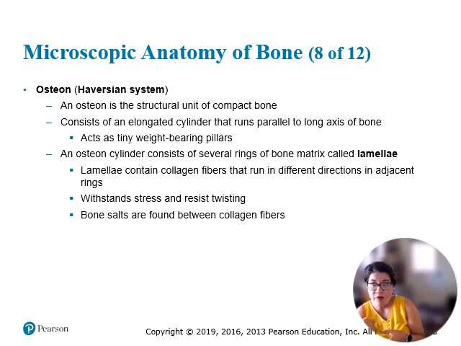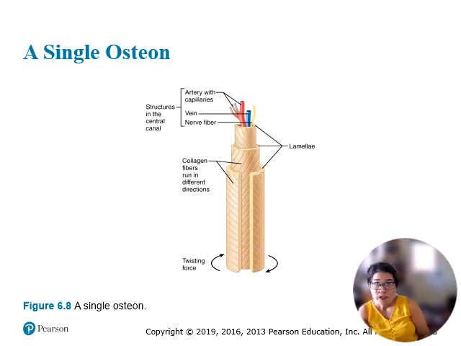And it's made of lamellae. It's made of a whole bunch of different layers that are formed in a circle, and they run parallel to each other. So you have a whole bunch of them within a bone. And they're really strong. The structure makes them really strong. So here's what they look like. This is a single osteon.